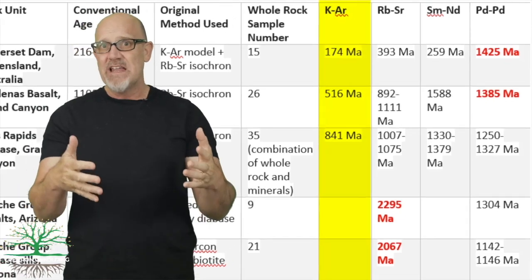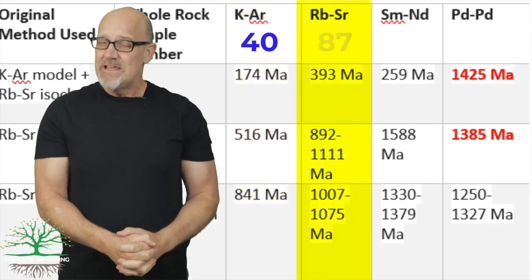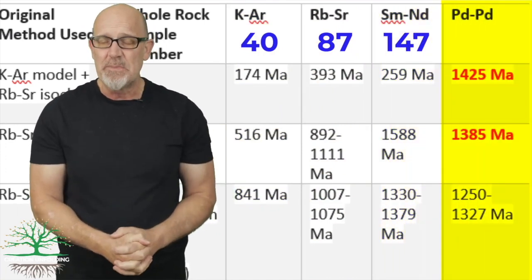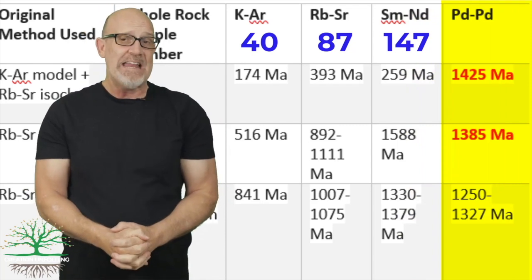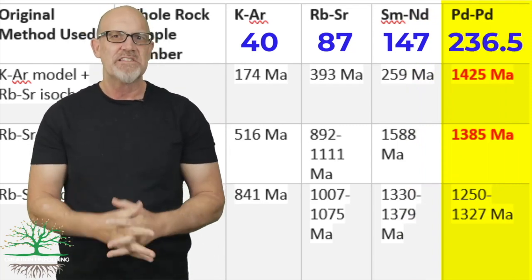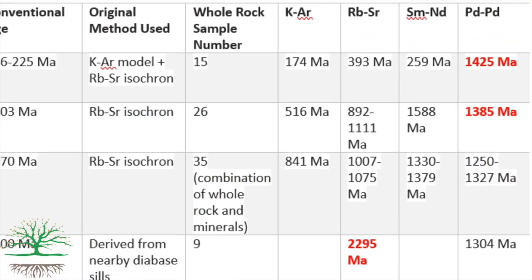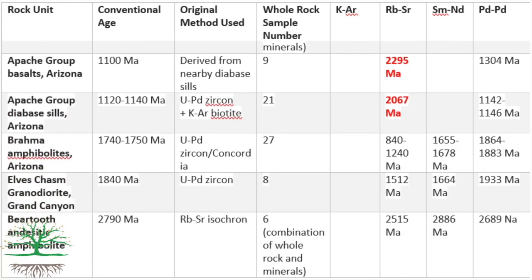So potassium has an atomic mass of 40, rubidium 87, samarium 147, and the lead-lead system, which is dependent on both uranium-238 and 235, would give us an average mass of about 236.5. Now have a look at the rock units, starting with the Bram amphibolites, and look at the dates going from the left to the right. The RATE group discovered that much of the time, but not all of the time, the lightest atomic mass system dated younger than the heavier systems.